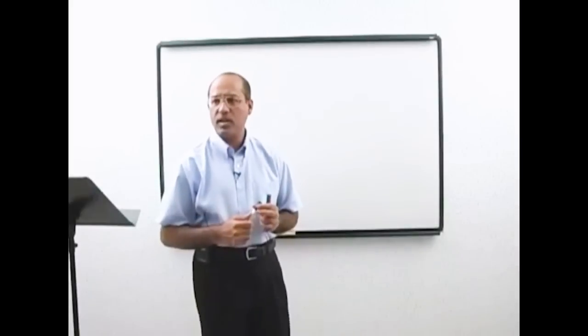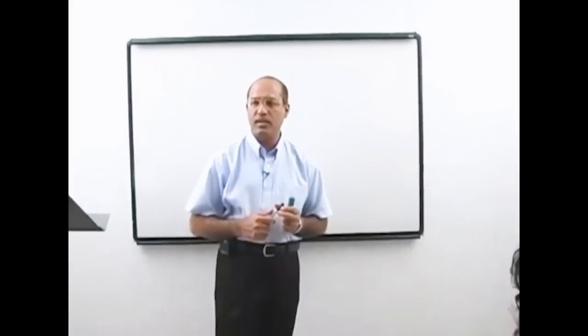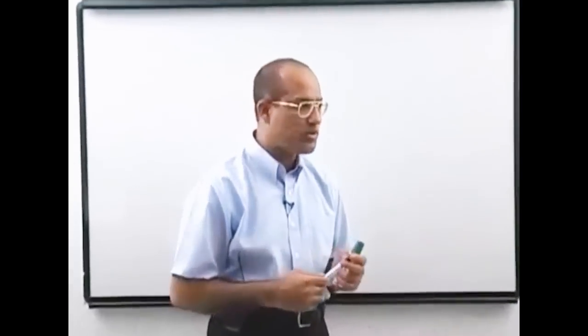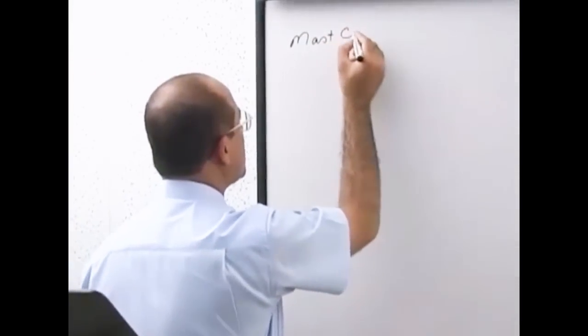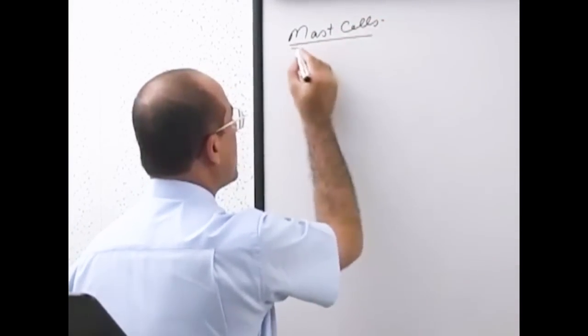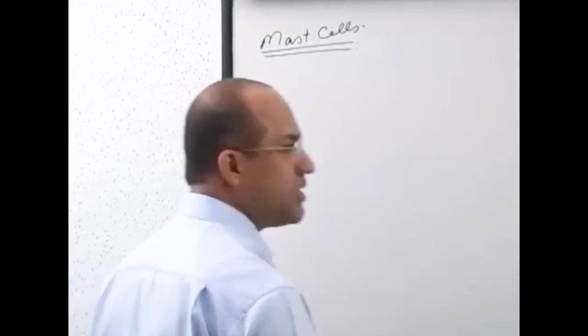Now we will discuss the connective tissue cells in proper detail. One of the very important cells is mast cells. So we'll discuss mast cells in detail. Why am I discussing mast cells in detail? Because they play a role in many physiological and pathological processes.